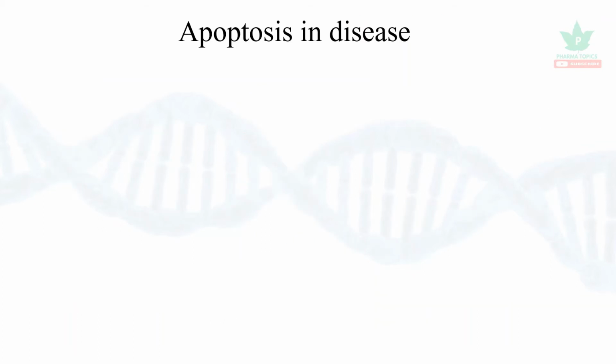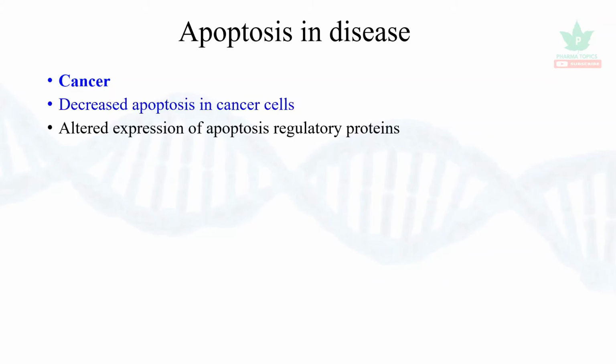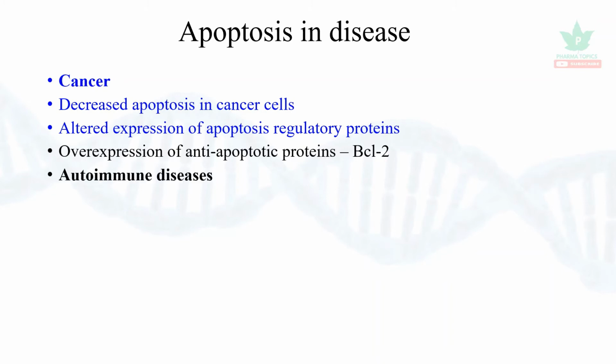How is apoptosis related to diseases? It is involved in cancer. Defective apoptosis can lead to cancerous cells. Altered expression of apoptosis regulatory proteins can lead to cancer. Overexpression of the anti-apoptotic protein BCL2 can lead to cancer.